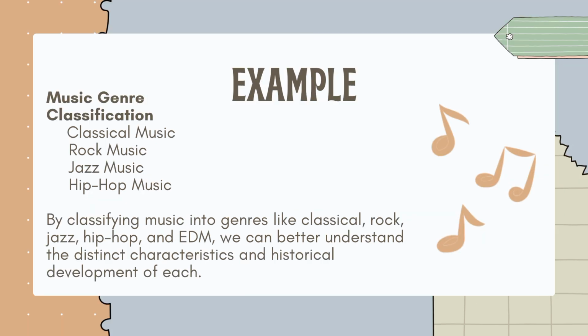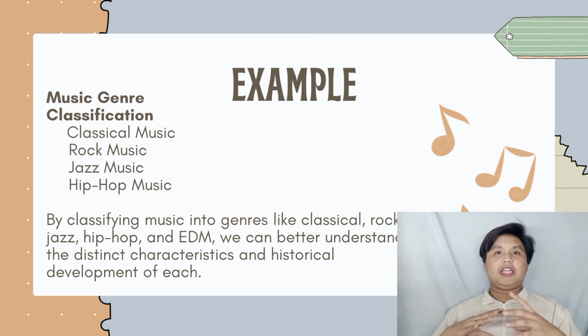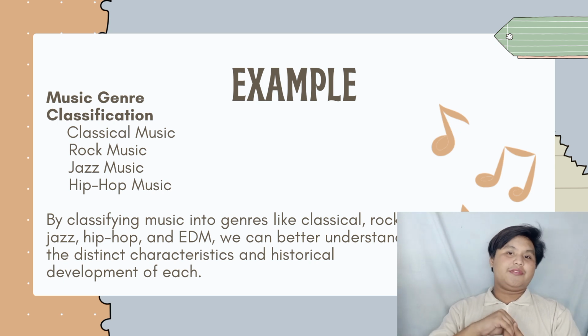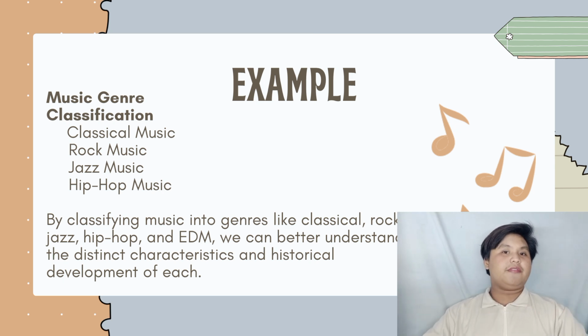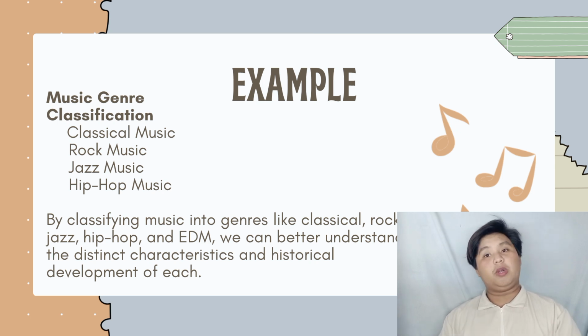For example, we have the general topic of music genres. In classification, we have classical music, rock music, jazz music, and hip-hop music. As you can see, we have a general topic, but when we use classification, the general topic will be divided into minor topics. That's basically how classification works.